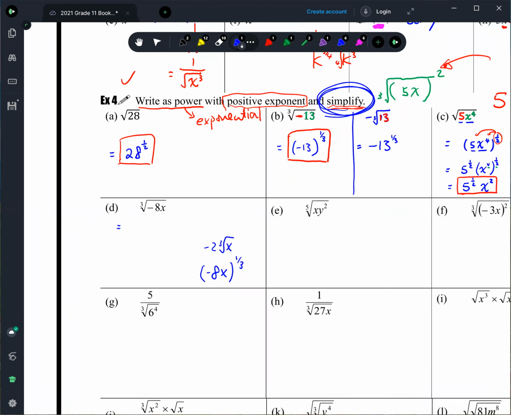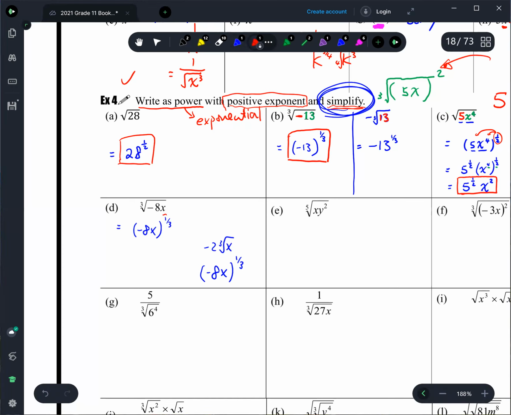So first of all, this one needs a bracket, right? You have -8 and an x. Outside, you have a 1/3. So this is Geoffrey's answer. But that is not the final answer. You cannot stop there, okay? It will be counted as incomplete. You need to share in the exponent because it has more than one thing, okay? So you will have -8 to the 1/3, x to the 1/3.